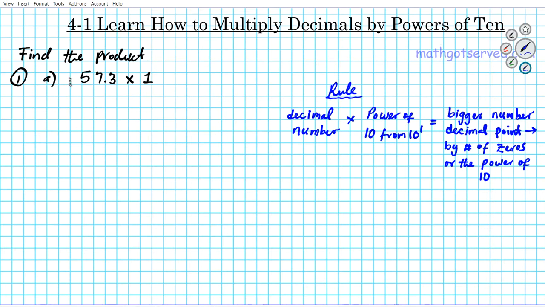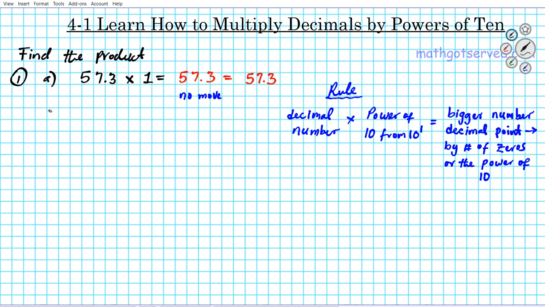Okay? All right, so number 1, 1a, 57.3 times 1. In this particular case, we have no zeros. It's just 1. So what does that mean? You have 57.3. Since you have no zeros here, this is basically 10 to the 0. So what's your move? There's going to be no movement. No moves in the decimal point. Your answer is going to be exactly what you started with, 57.3. So remember, 1 is a multiplicative identity. Whenever you multiply by 1, you always end up with what you started with.